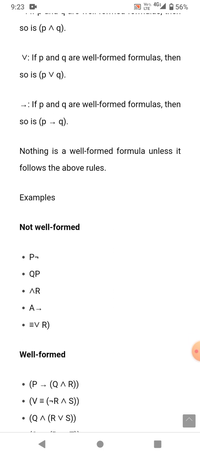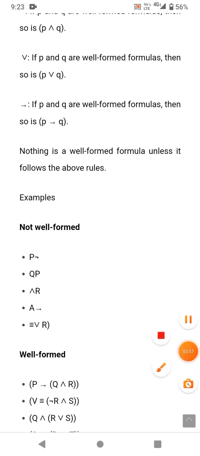Here are some not well-formed formulas. For example, P negation, Q P, conjunction R, A implication, equivalence, disjunction R, parenthesis. These are examples of not well-formed formulas.